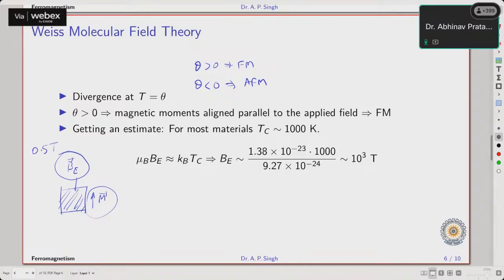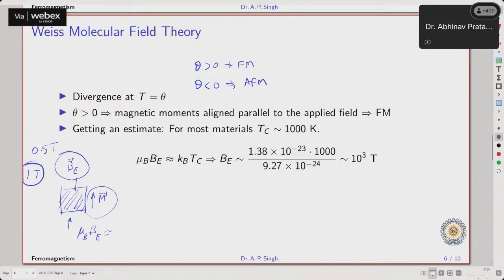Okay, so generally 1 Tesla is considered to be quite a large magnetic field. Now let us see what the order of magnitude of this B_E is. So how do you calculate that? This magnetic field is trying to align the dipoles, and that energy will be of the order of Bohr magneton times this magnetic field.